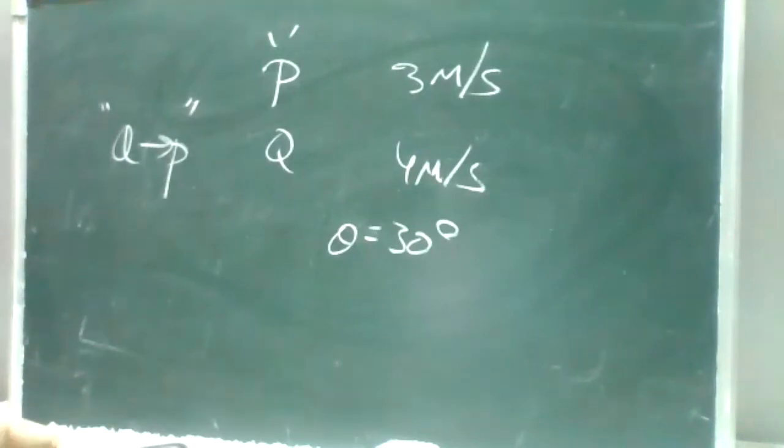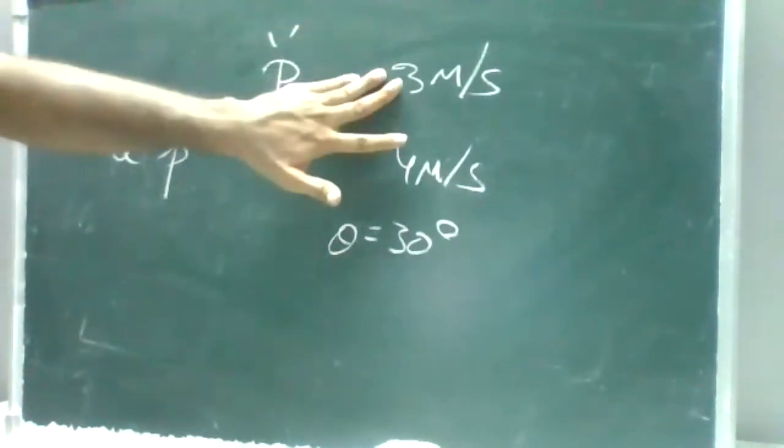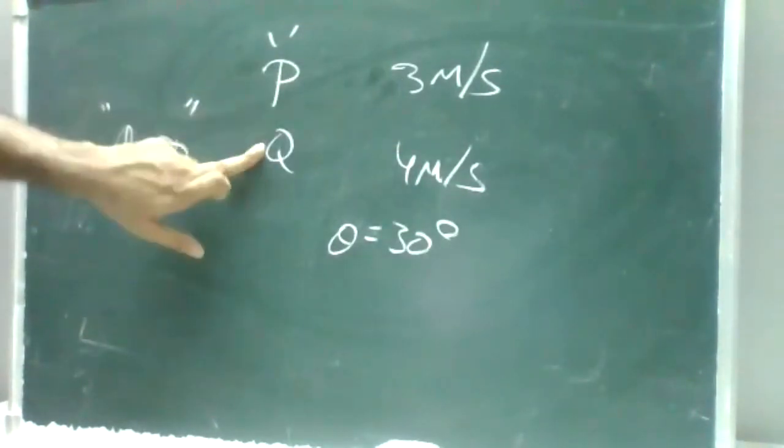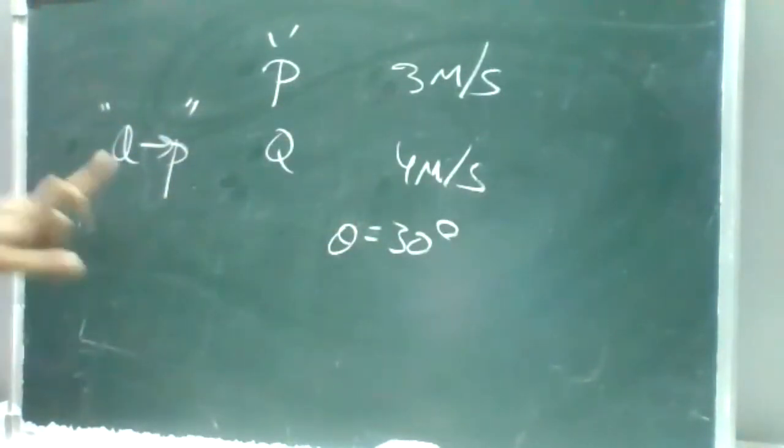So we'll see the relations one by one. This is the vector diagram on the right. The P vector is moving in a straight line at 3 meters per second. The Q vector is at 30 degrees, moving at 4 meters per second. The resultant, that is Q with respect to P, we are going to find.